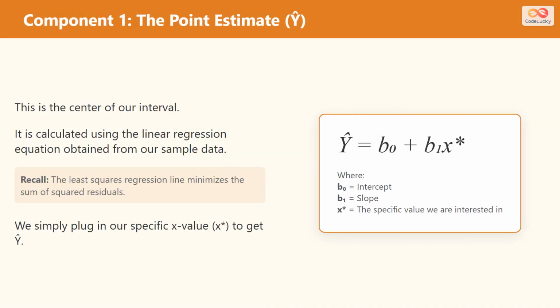Let's look at the first component, the point estimate, or y hat. This is the center of our confidence interval. We calculate it simply by plugging our specific x value into our regression equation. This gives us the best single guess for the mean on the regression line.